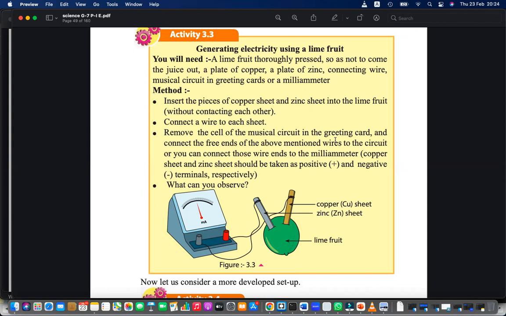Or, if you connect the milliammeter, then you can observe the milliammeter is moving.